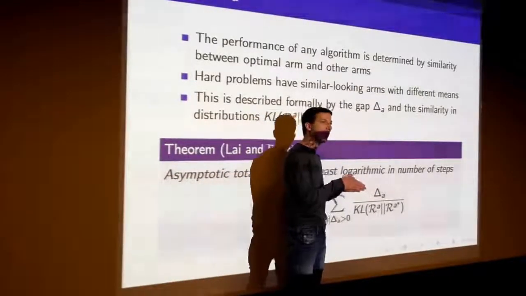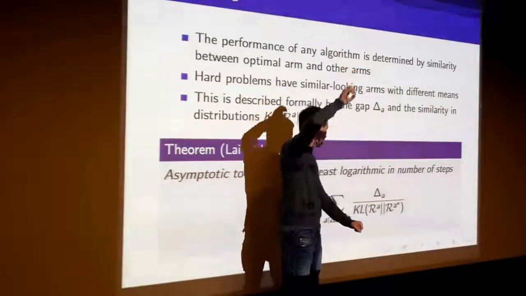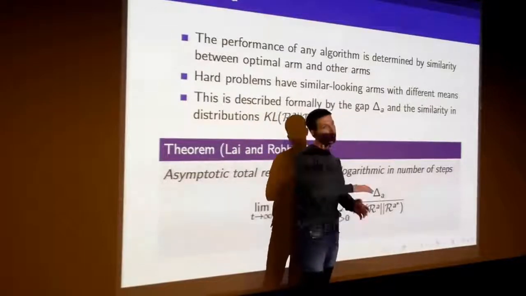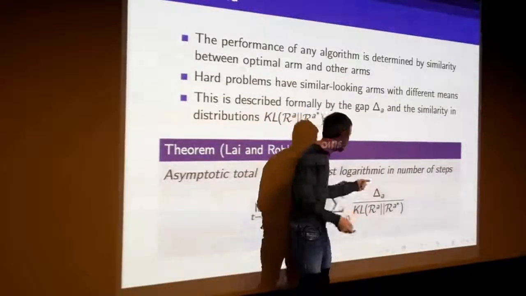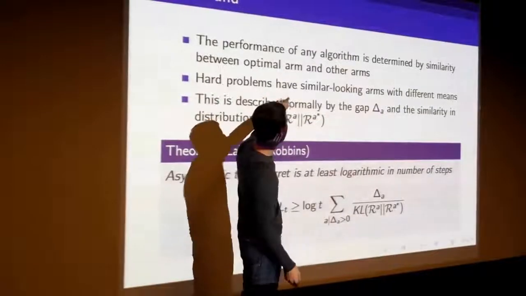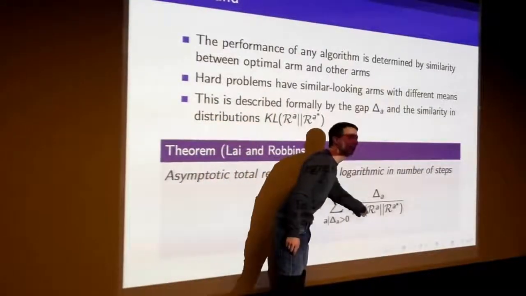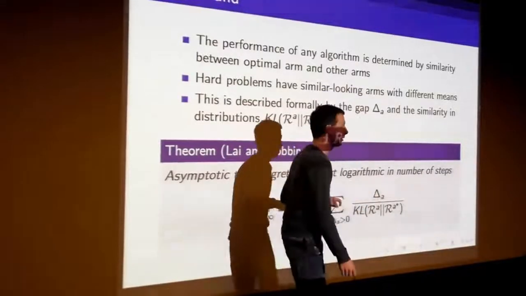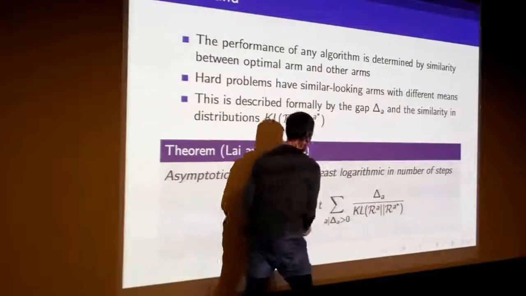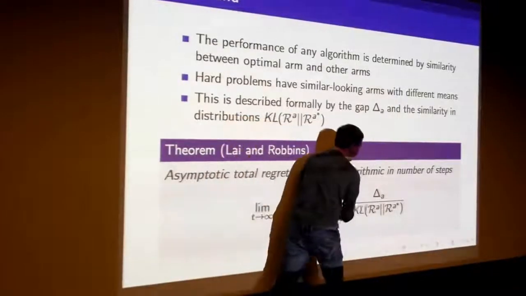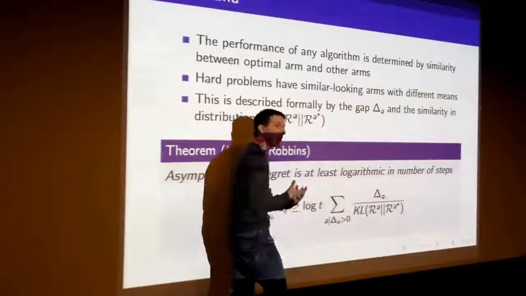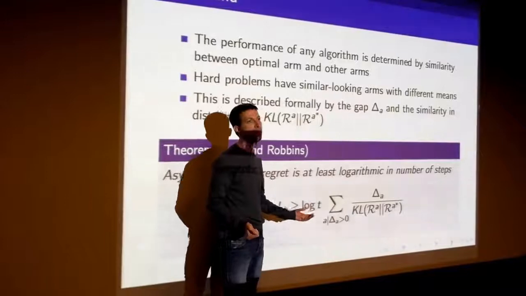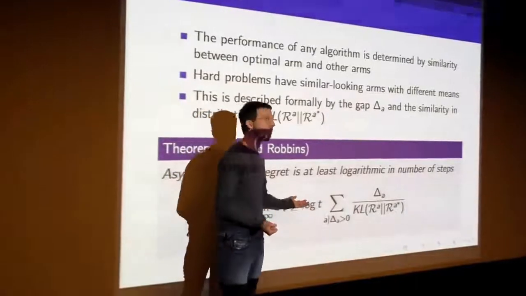So this tells us that the more different the arms are, the more regret will occur, and it's inversely proportional to the difference in the distributions. This is the term that tells us how hard the problem is. Hard problems have similar looking arms, that's the KL divergence between them, with different means, that's the gap here. Okay? So this is like the hardness of the problem. And this is something fundamental to bandits and to exploration: there's this thing which is logarithmic in the number of time steps. So we want to find algorithms which have a regret that's logarithmic rather than linear.